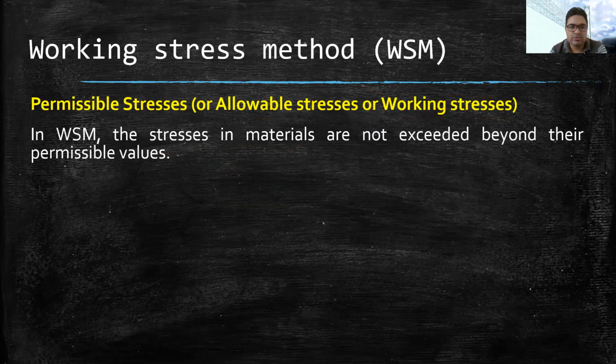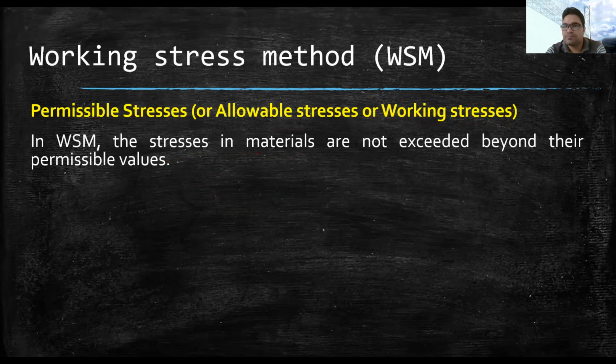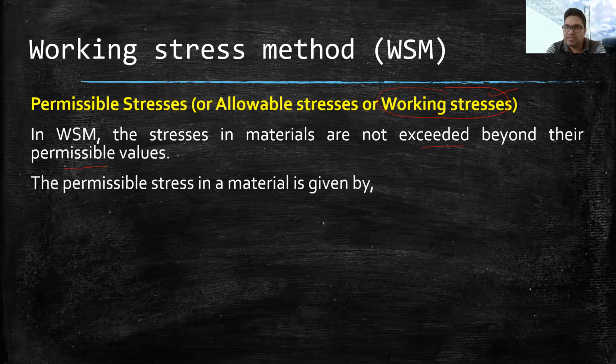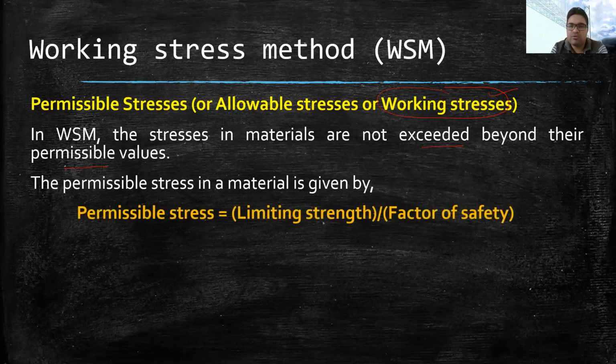As I said earlier, the stresses in the material are not allowed to exceed beyond their permissible value. The permissible value, as I just mentioned, is the working stress. So stresses within the material should not be allowed to exceed the working stress. And how do we find out the working stress or permissible stress within the material? We find that using this formula: permissible stress will be the ratio of limiting strength to the factor of safety.